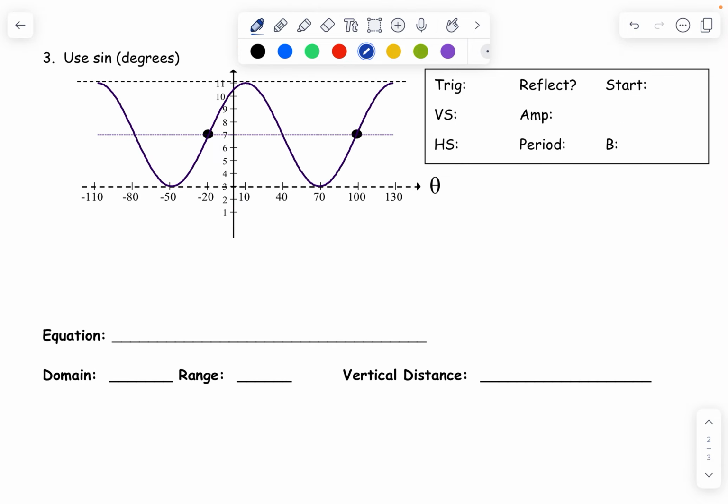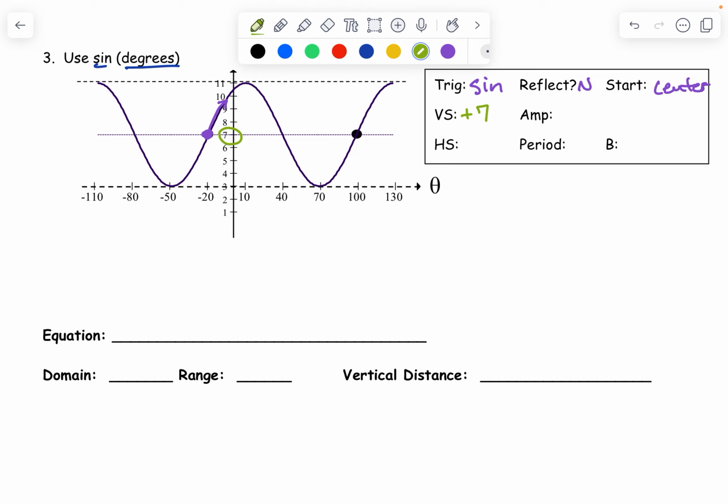Lastly, it says use sine and degrees. This is a sine function. They do tell us that, but if you didn't know, you could look and see that the first dot is in the center. Starts in the center, that's a sine graph. It starts by traveling upwards, which lets me know it has not been reflected. Vertical, instead of starting at 0, it starts at 7, a y value of 7. So it's been moved up 7.